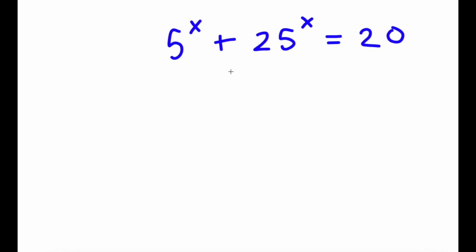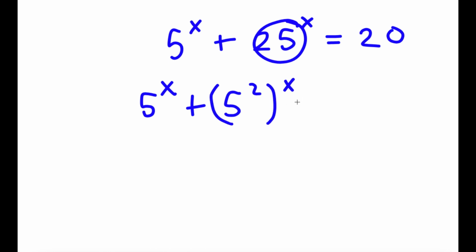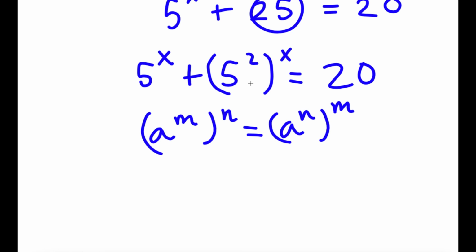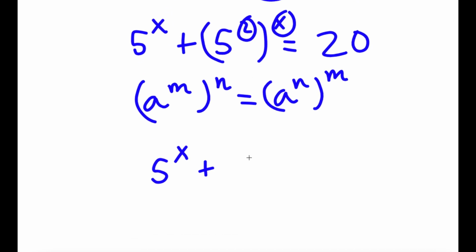Alright, so in this problem, I have 5 to the power of x plus 25 to the power of x is equal to 20. So to solve this, I'm going to first rewrite 25 here as 5 squared. So now I have 5 to the power of x plus 5 squared to the power of x is equal to 20. Now, if I have something in the form a to the power of m to the power of n, this is the same thing as a to the power of n to the power of m. So 5 to the power of 2 to the power of x, I can switch the places of 2 and x. So now I have 5 to the power of x plus 5 to the power of x squared is equal to 20.